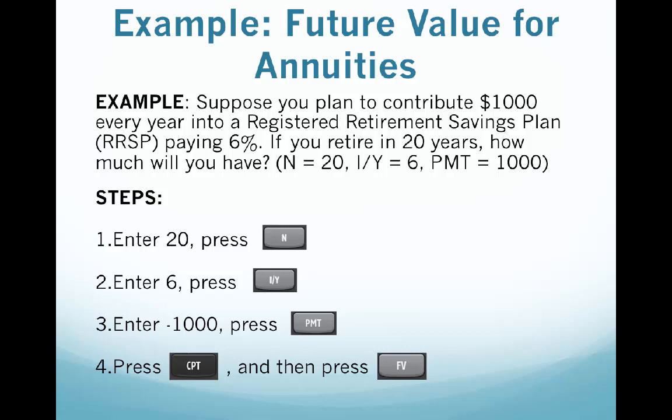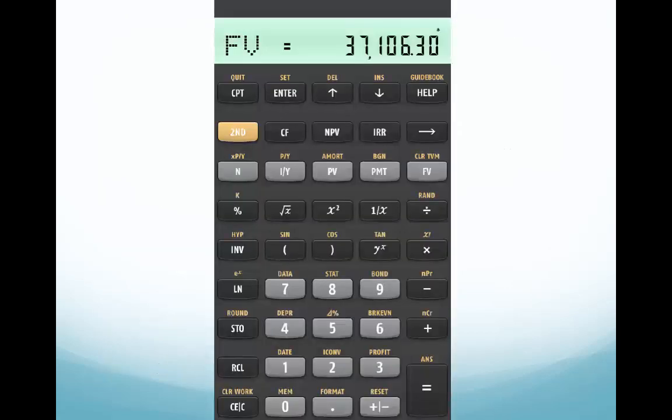Let's begin by clearing the memory by pressing the second and CLR TVM keys. Now enter 20 followed by pressing the N button, which specifies the number of periods. Now enter 6 and press the I/Y button, which specifies the interest rate. Finally enter negative 1000 because it is a cash outflow and press the PMT button. To solve the problem, press the CPT key followed by the FV key. You will get the answer $37,106.30, which is what you will have 20 years from now if you contribute $1,000 every year earning 6% interest rate.